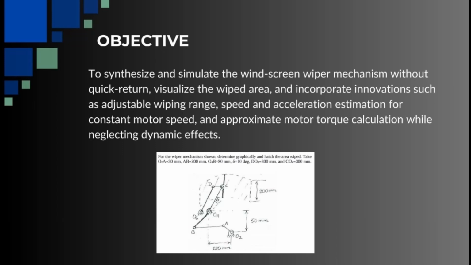Without quick return, we visualize the wiped area and innovations like adjustable wiping range, estimate speed and acceleration for a constant speed motor, and approximate motor torque while neglecting dynamic effects.